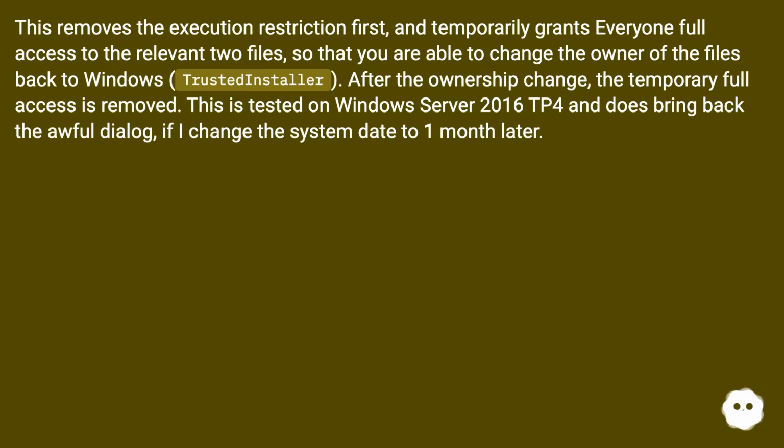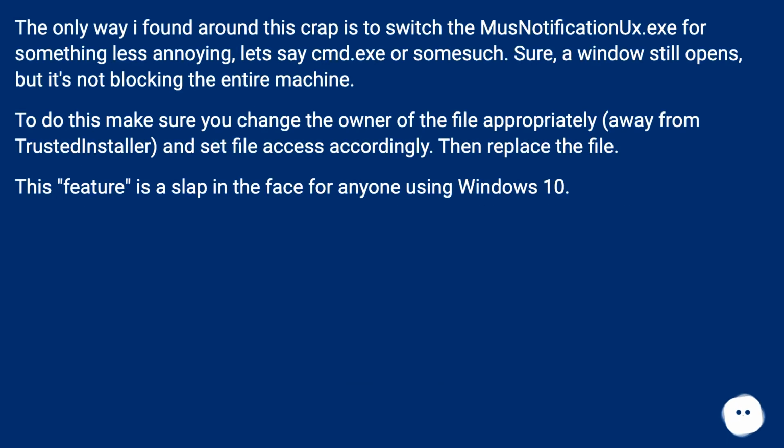This is tested on Windows Server 2016 TP4 and does bring back the awful dialog if I change the system date to 1 month later. The only way I found around this crap is to switch the mustNotificationx.exe for something less annoying, let's say cmd.exe or some such. Sure, a window still opens, but it's not blocking the entire machine. To do this, make sure you change the owner of the file appropriately, away from Trusted Installer, and set file access accordingly. Then replace the file.